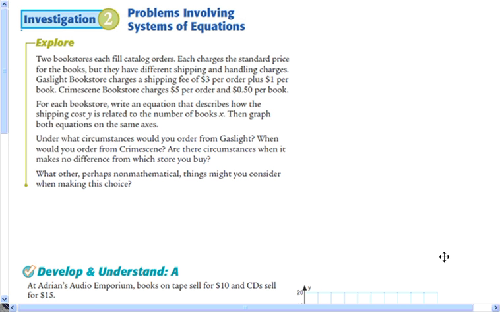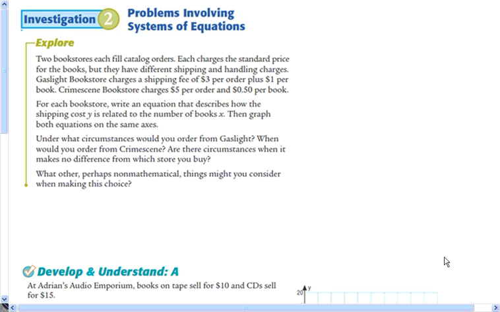But let's look at this explore problem here. Two bookstores each fill catalog orders. Each charges the standard price for the books, but they have different shipping and handling charges. Gaslight Bookstore charges a shipping fee of $3 per order, plus $1 per book. Crime Scene Bookstore charges $5 per order and 50 cents per book. For each bookstore, write an equation that describes how the shipping cost Y is related to the number of books X, then graph both equations on the same axis.